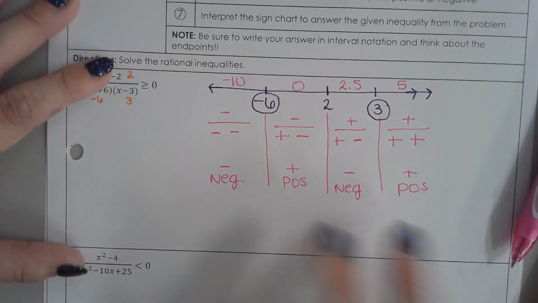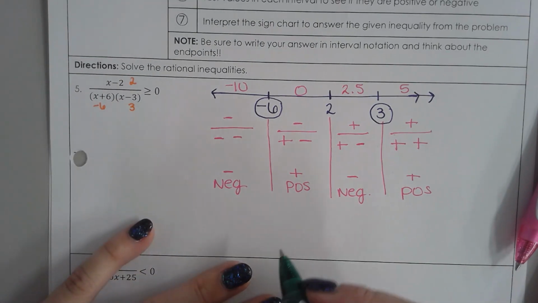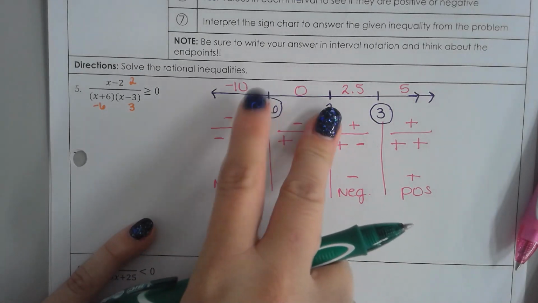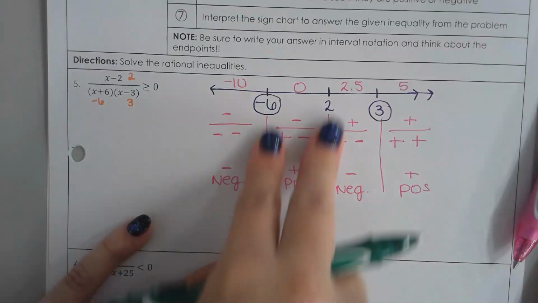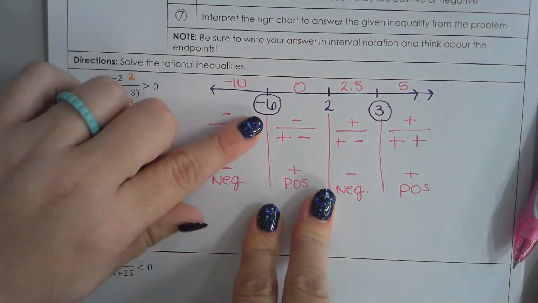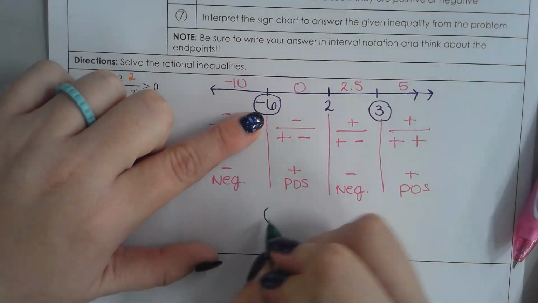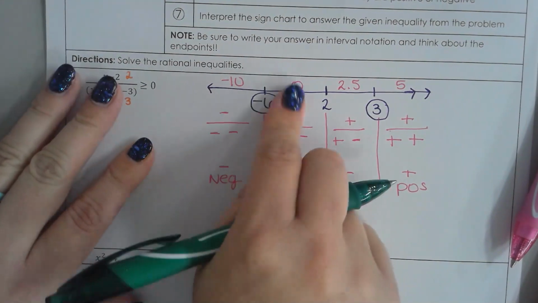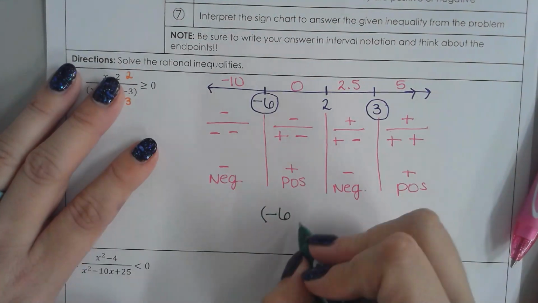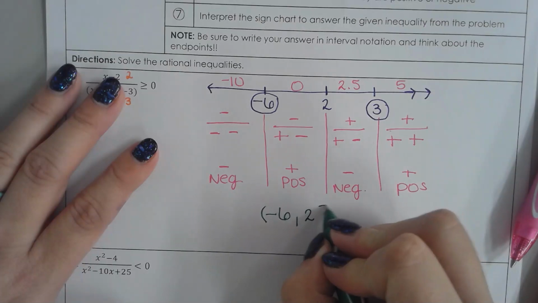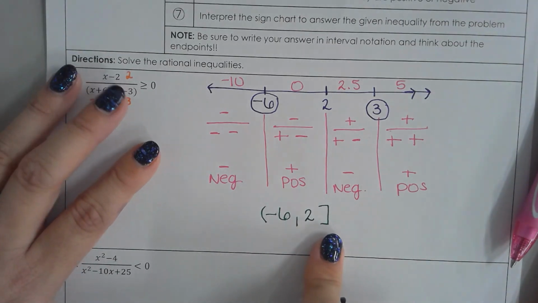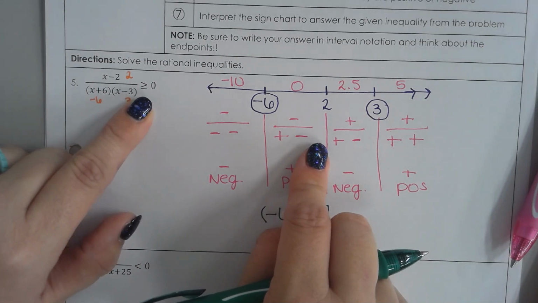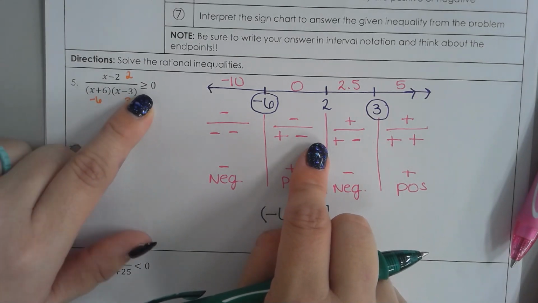Okay. So my intervals are between negative 6 and 2. That's one of them. The negative 6 is going to get a parenthesis because it was an undefined number. The 2 is going to get a bracket. It's not an undefined number, and my inequality had the equal to part. So I can give it a bracket.